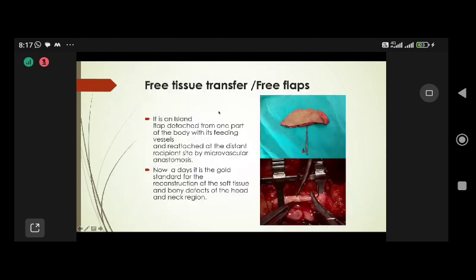Now, the free tissue transfer. It's an island flap, a flap detached from one part of the body with its feeding vessels or pedicle, and reattached at the distant recipient site by microvascular anastomosis. Nowadays, it is the gold standard for the reconstruction of soft tissue and bony defects of the head and neck.